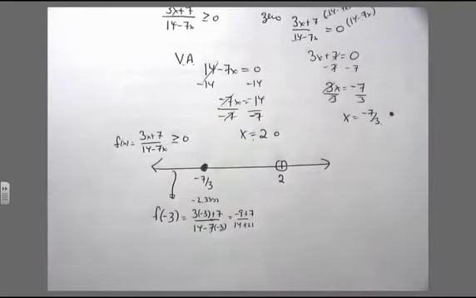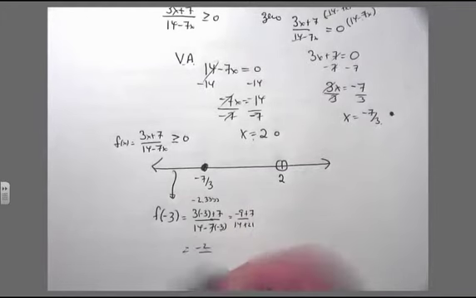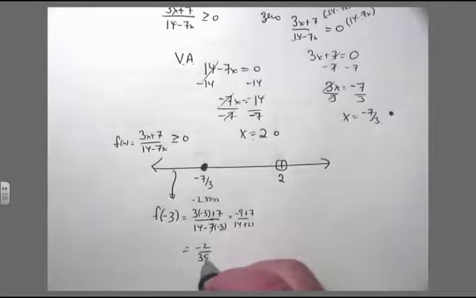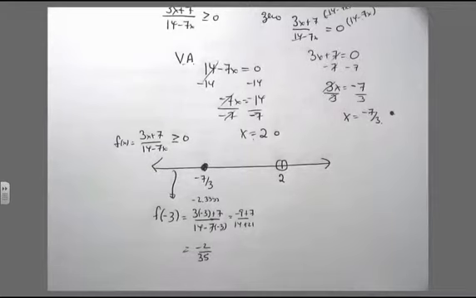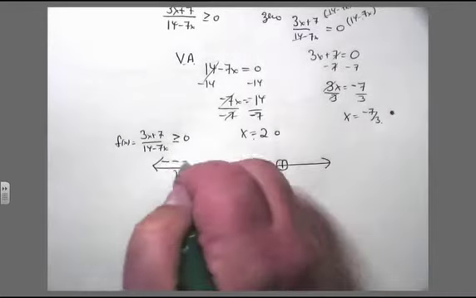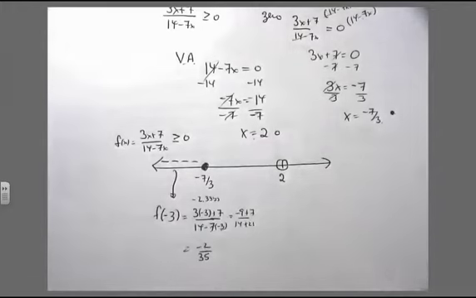Negative 9 plus 7 is a negative 2. 14 plus 21 is a 35. I get the answer negative 2 over 35, and I don't care what the number is. What's its sign? It's negative, so everybody in that interval is going to be a negative number.